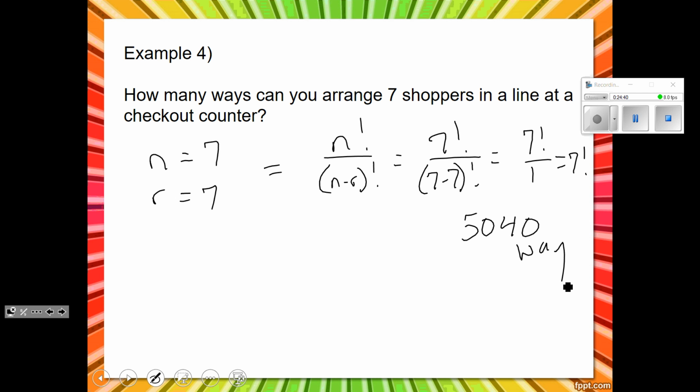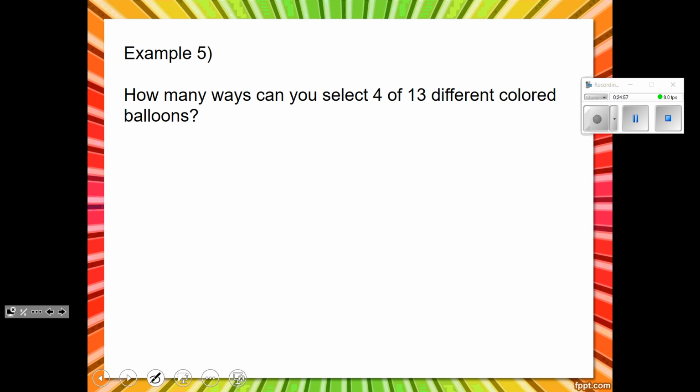If it's a combination, I'm just choosing or selecting. I'm not placing them anywhere. Okay? I'm not placing them anywhere. I don't know which one's which. All right, so let's just look at more examples and maybe this will help, okay?